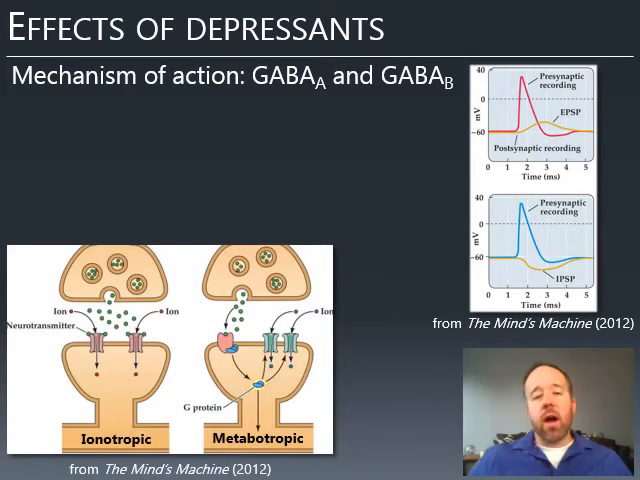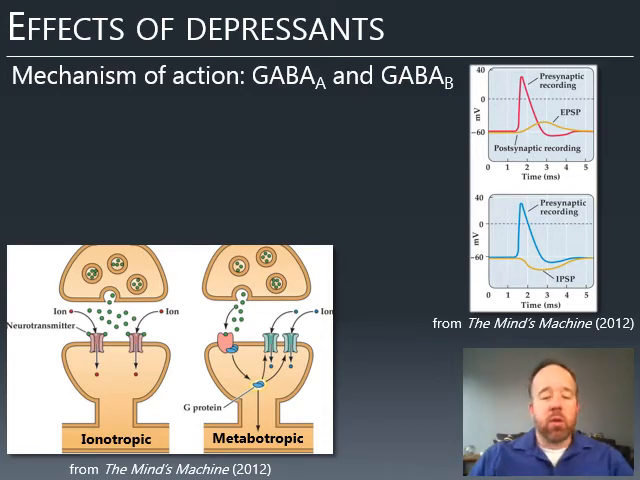There are actually two kinds of receptors, and different depressants affect each one to a different degree. There are GABA A receptors and GABA B receptors. GABA A receptors are ionotropic, which means they let ions in directly. They have very fast courses of action. GABA B receptors are metabotropic. And hopefully you remember this from our unit on drugs in the brain.